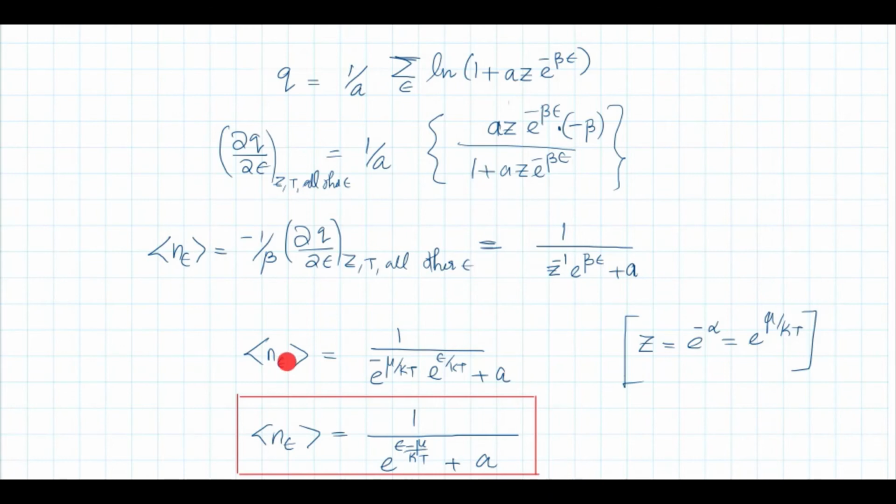Okay, the average occupation number is given by, this is the occupation number in the single particle energy state with energy epsilon. That is, the average number of particles in a particular single particle energy state with energy epsilon is given by 1 divided by z raised to minus 1 e raised to beta epsilon plus a. This z is fugacity, and we know that fugacity is e raised to minus alpha, and alpha is minus mu by kT. So z is e raised to mu by kT. Mu is known as chemical potential of the system. So if you substitute for this z, you will get 1 divided by e raised to epsilon minus mu by kT plus a.